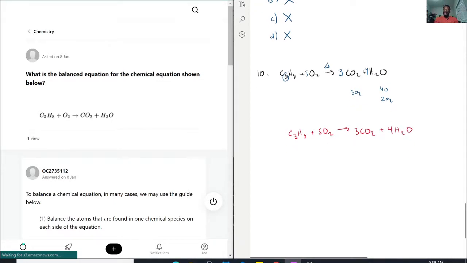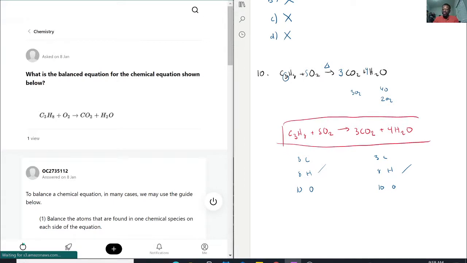And now we can double check and list out under it. We do indeed have 3C, 3C. We do indeed have 8H, 8H here. And now for the oxygen, 5 O2 should be 10 O. On the product side, 3 times O2 is 6, and 4 plus 6 is 10. So there's 10 O indeed. So this is perfectly balanced for this combustion reaction.